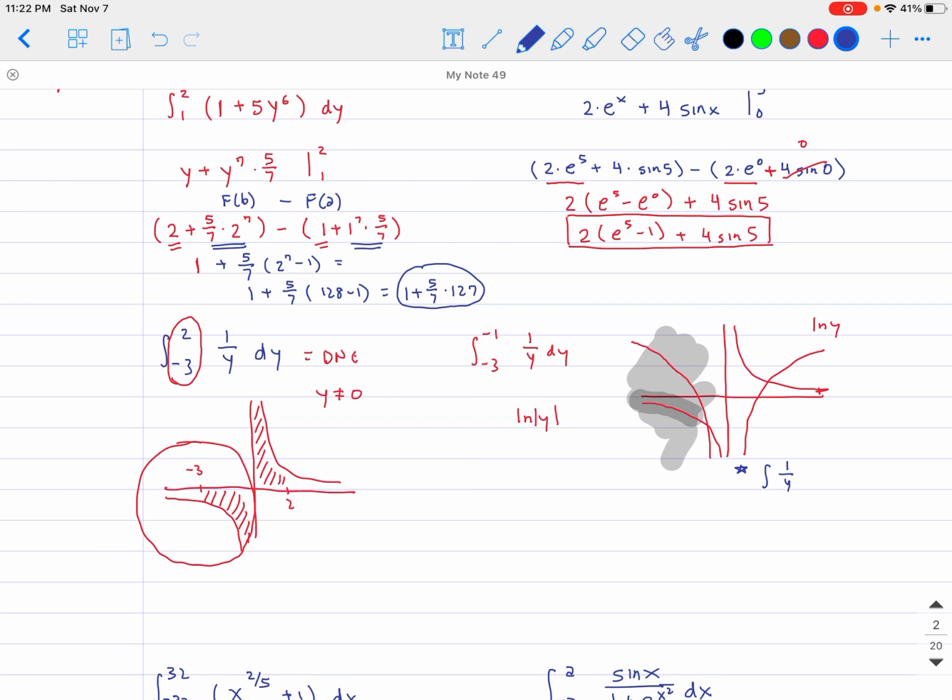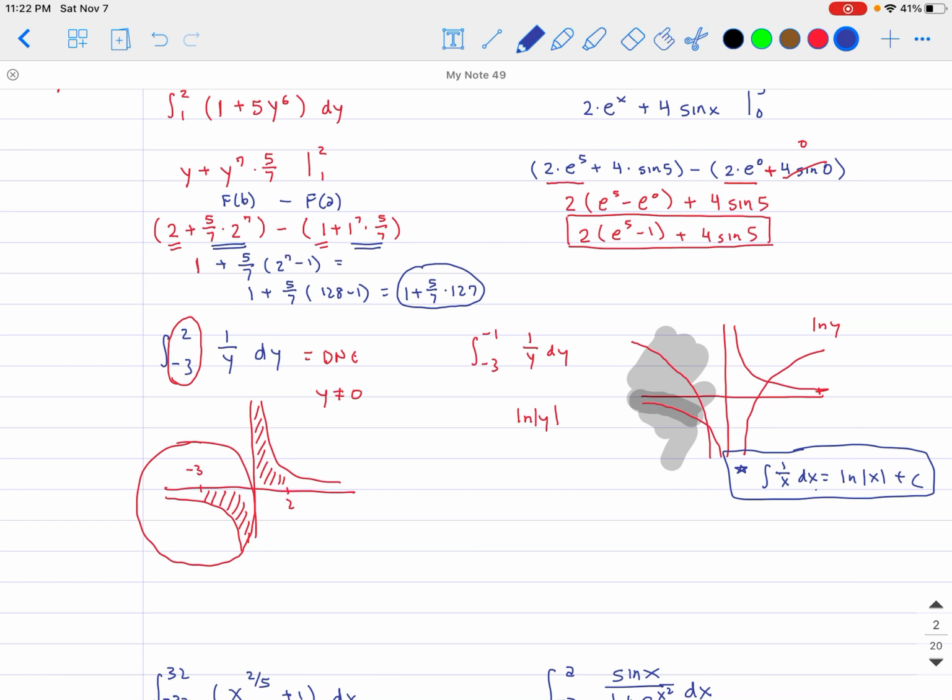The integral of 1 over y dy, or 1 over x dx, I think that might be a little bit better for you because you're used to using x, is going to be equal to the absolute value of x inside the ln, and then plus c. Okay, so this is something that we're going to be needing. That's how we're going to take care of the negative part.